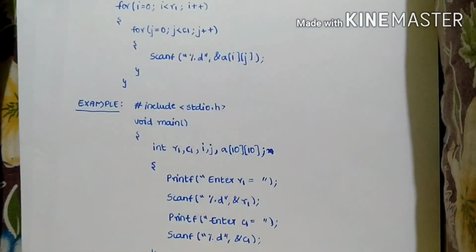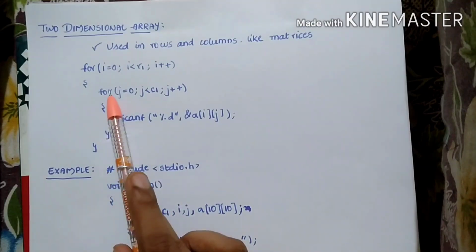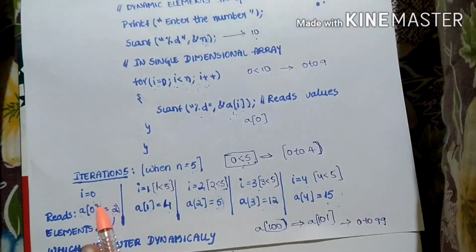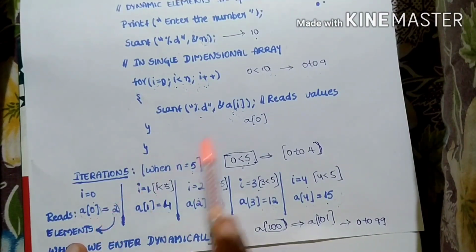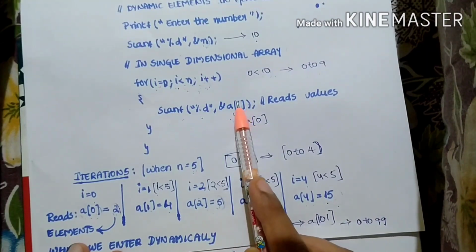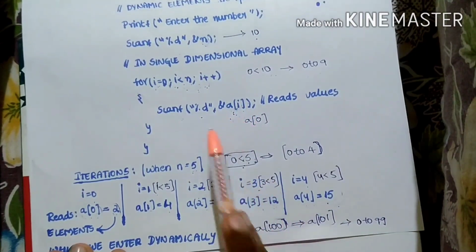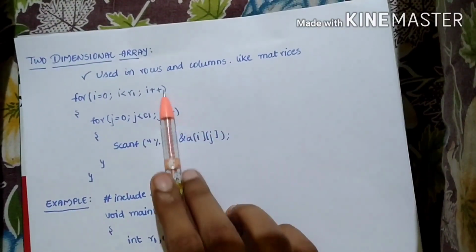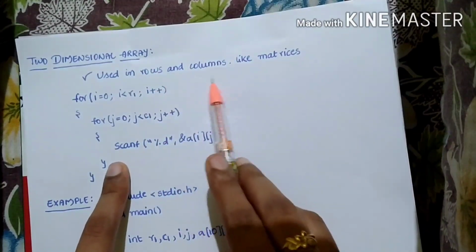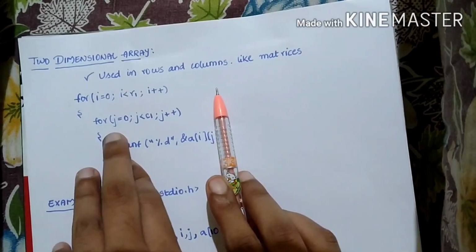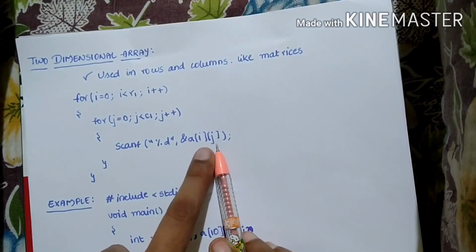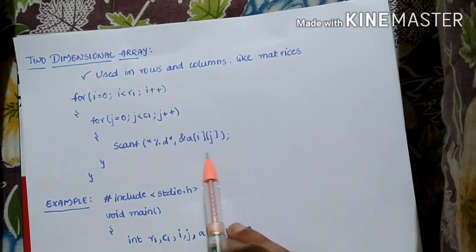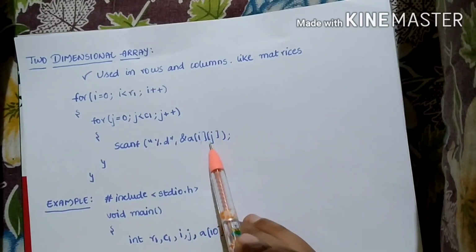So we'll go with the two-dimensional array. This is a two-dimensional array, mostly used for rows and columns like matrices. In a single dimensional array, we have one variable a and we are entering only one thing, i. But here in two-dimensional, rows should have a variable and columns should have a variable. a of i of j, but these two belong to a. Like i represents rows and j represents columns.